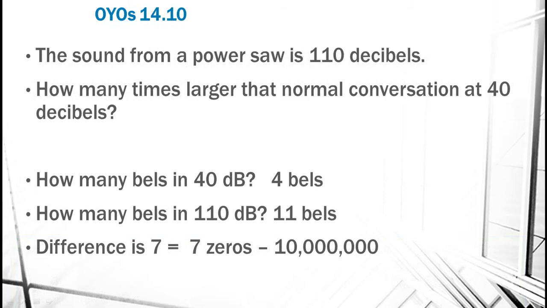So the difference is, look, here's a trick right here. It's 7. Remember last time it was 8, and how many zeros were there? 8 zeros. So here we have 7 zeros. So you put your 1 and your 7 zeros after it. There you go. So it's 10 million times louder. How about that? So that's a little trick to make it so it's not so hard, right? Okay, so you got to love your zeros, right?